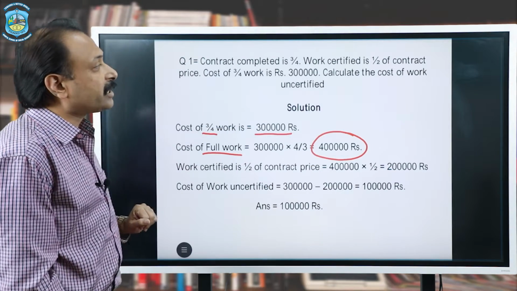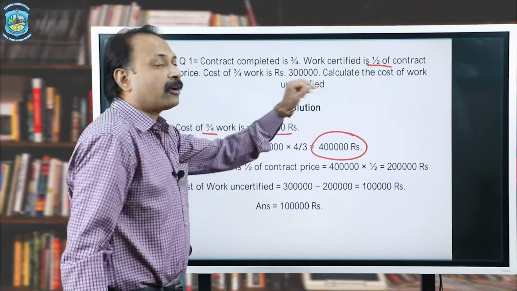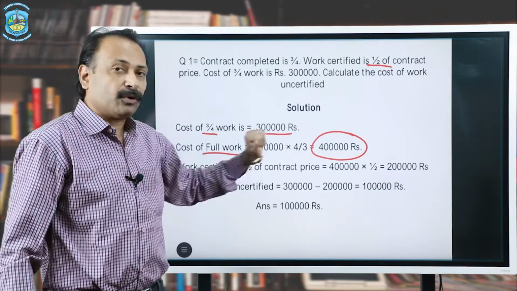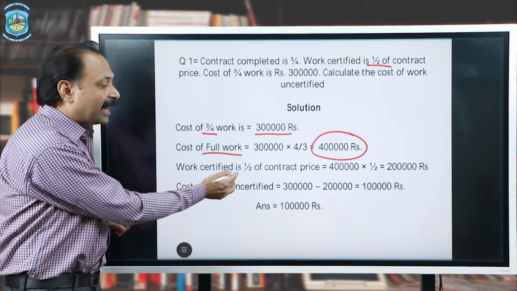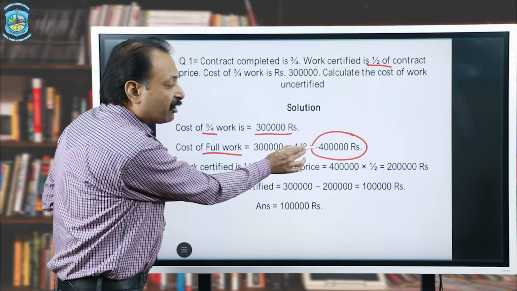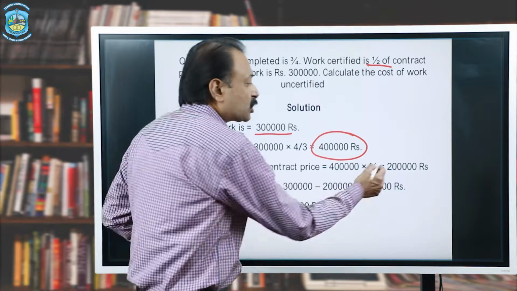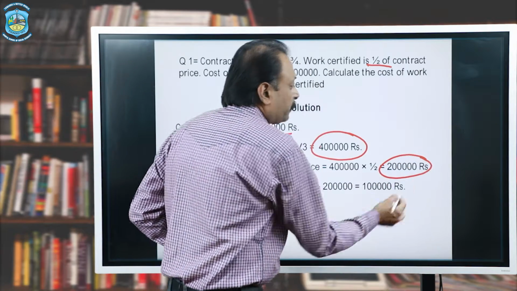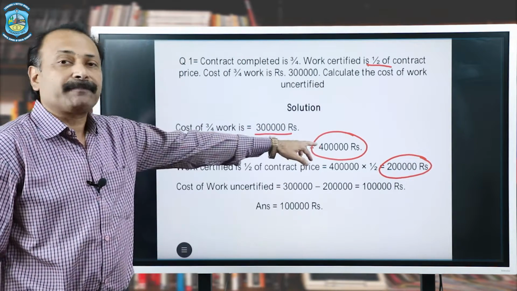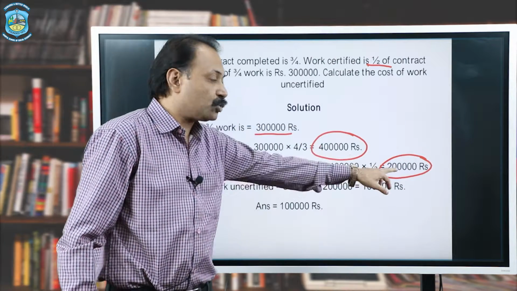Now in the information it is given that work certified is 1/2 of contract. The total contract is 4 lakh. So work certified is half of contract price. Total contract price is 4 lakh rupees. Half of it is 2 lakh rupees. So work certified, in this question, is 2 lakh rupees. Total work 4 lakh, 50% of which is work certified, 50% of 4 lakh is 2 lakh rupees.